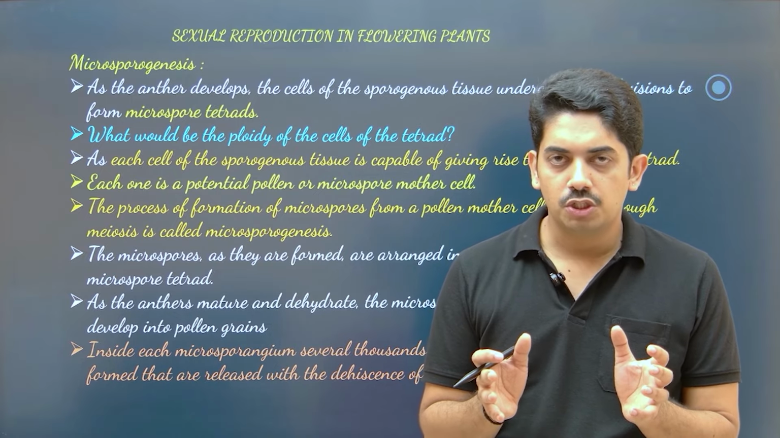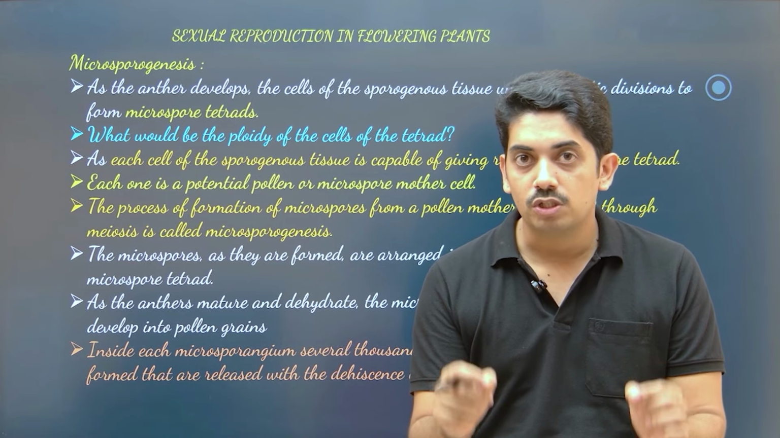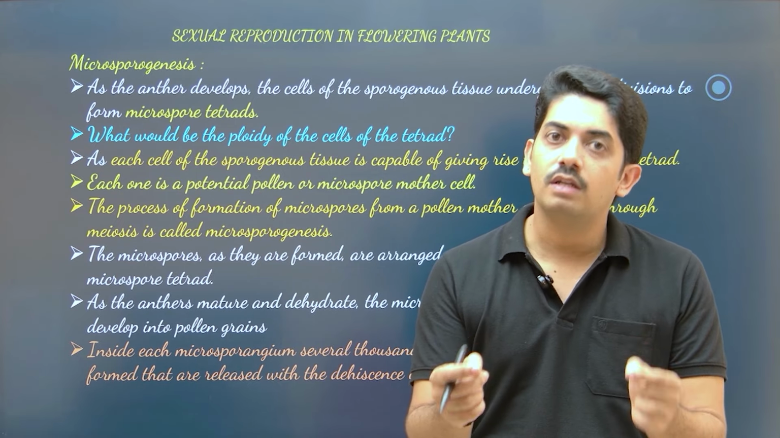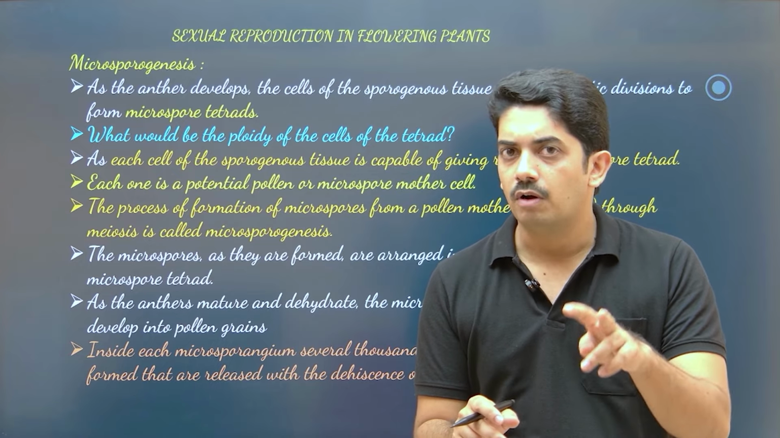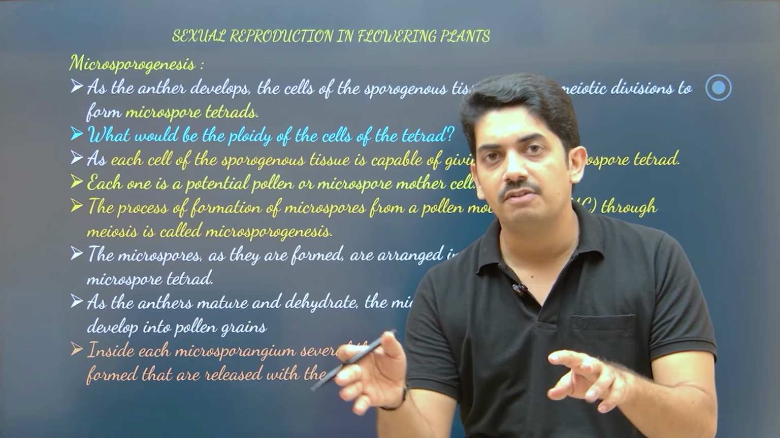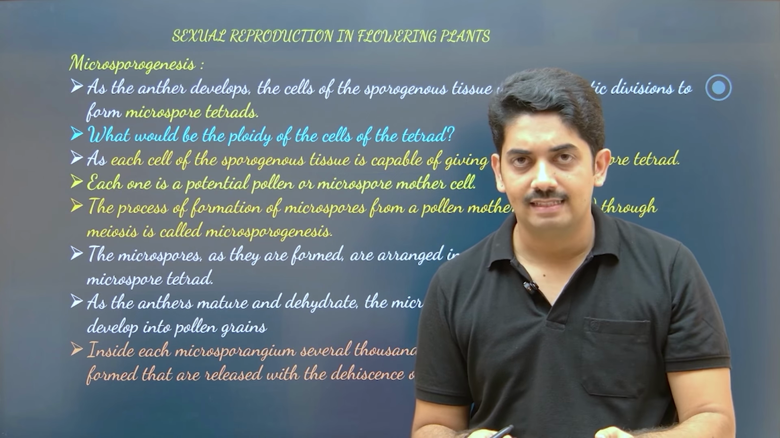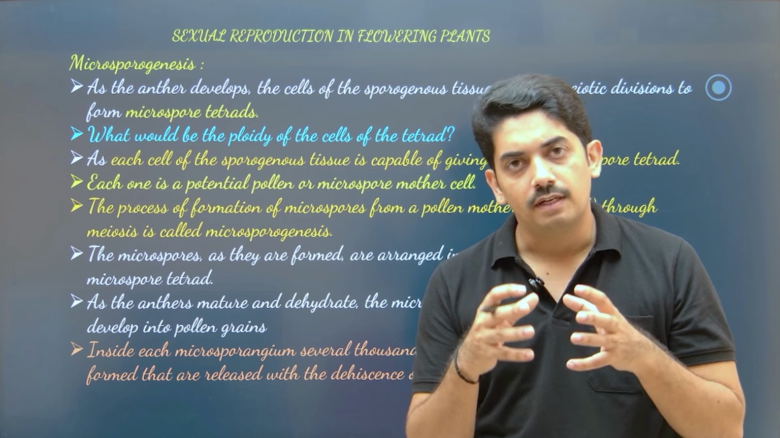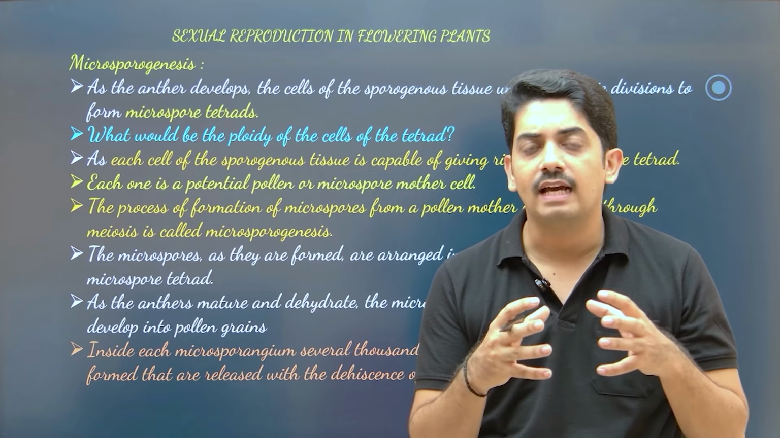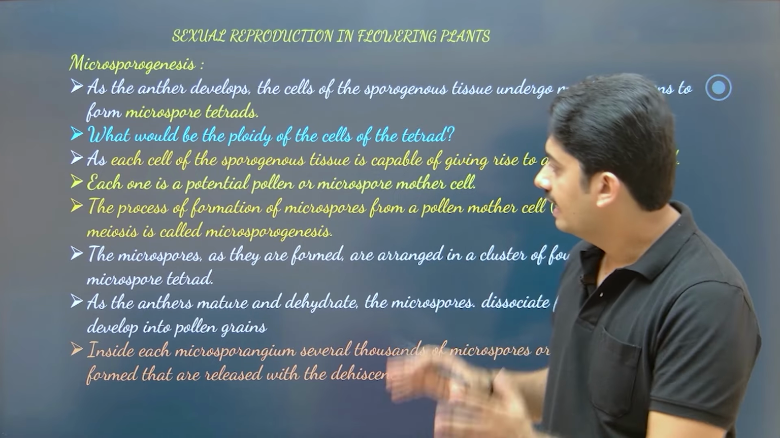These sporogenous tissues later become microspore mother cells. Now microspore mother cells undergo meiosis. In the first meiotic division, they form a dyad. In the second meiotic division, they form the tetrad. Now these tetrads will not immediately separate. First, they are together forming a tetrad, and that we call the microspore tetrad.